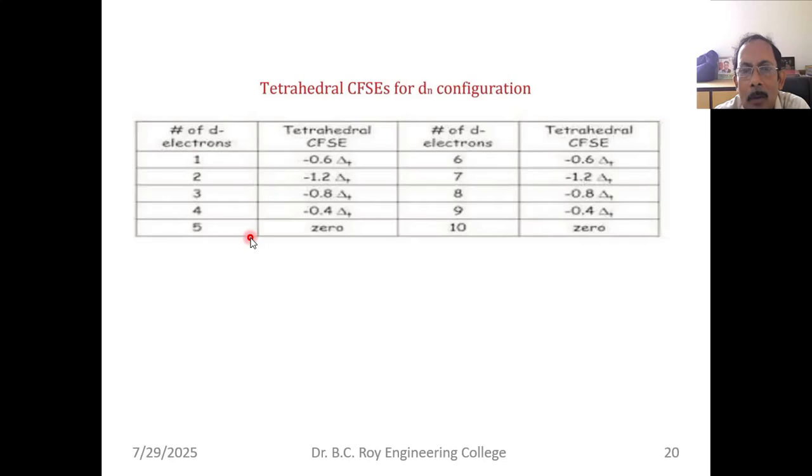Okay. So if you have 5 d electrons, the CFSE becomes 0 because all the orbitals are getting 1 electron: 3 in the t2g and 2 in the eg. So it is giving 0. And if you take totally filled d orbitals, 10 d electrons, you also get 0. For 5 d electrons it is 0, for 10 d electrons it is 0.